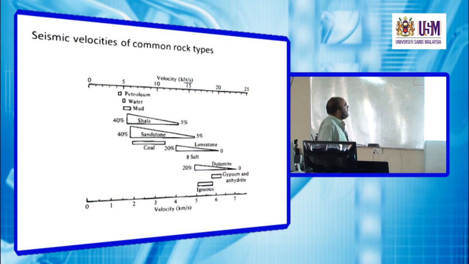This is the typical seismic velocity of some lithologic or sedimentary and igneous units. We have petroleum between 4 to 4.5 kilofeet per second, water about 5 kilofeet per second, mud, shale, sandstone, coal, limestone. Now we are increasing at limestone, dolomite increasing, gypsum and anhydrite, and then the igneous rocks.